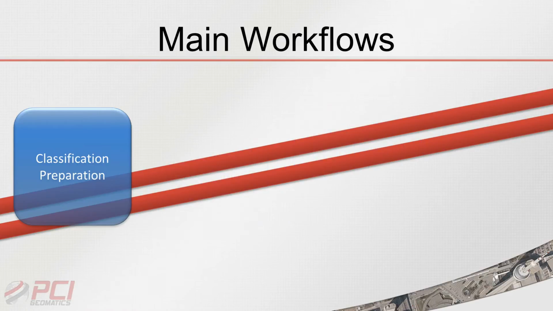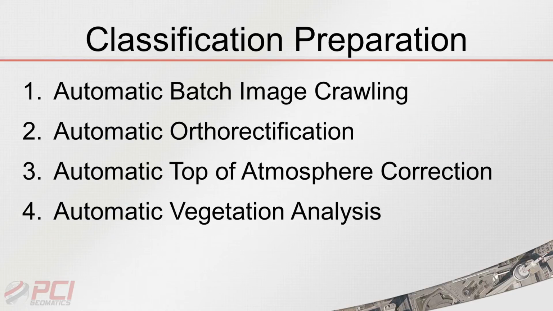The first one that we are going to talk about is classification preparation. This workflow consists of four tasks. It is automatic batch image crawling, meaning that you point to a folder with all the valid imagery and it will automatically find everything.